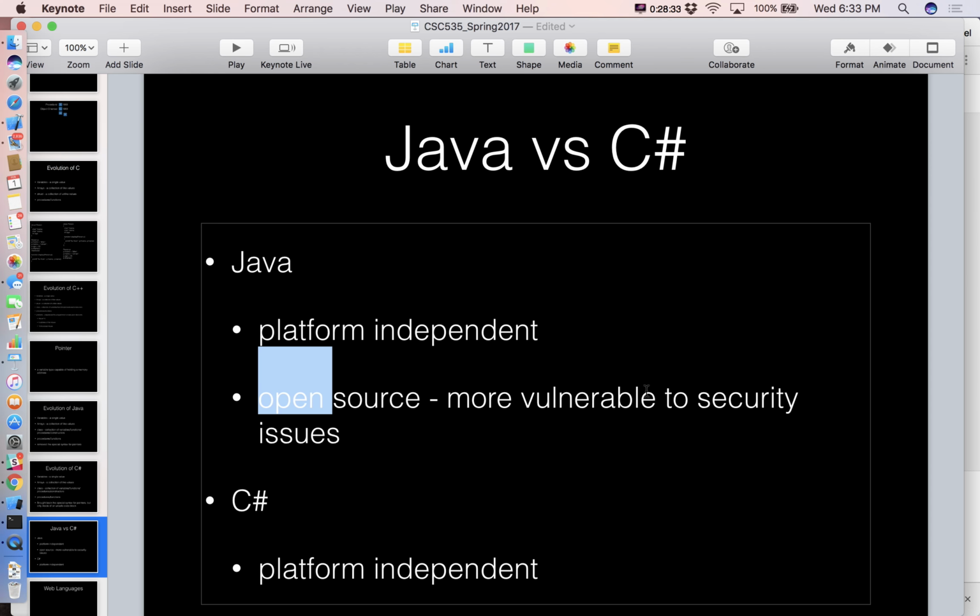So when you have an open source programming language, or any open source software, you have both the good and the bad people looking at it. Good people can look for those vulnerabilities, and bad people can look for the vulnerabilities and try to take advantage of them before the good people get them patched up. So it probably goes a little bit both ways. All right, anything else you want to say about Java versus C Sharp?